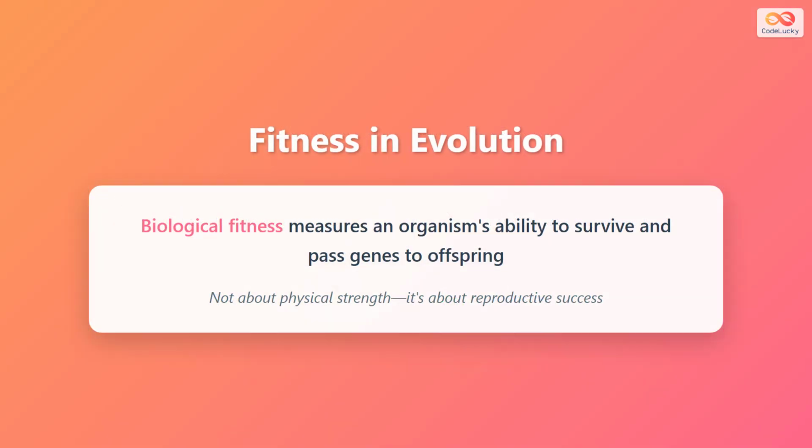In evolutionary biology, fitness has a very specific meaning that differs from everyday use. Biological fitness measures an organism's ability to survive and pass genes to offspring. It is not about physical strength or athletic ability. An organism can be physically weak but have high fitness if it successfully produces many offspring that survive to reproduce themselves. Conversely, the strongest individual has zero fitness if it fails to reproduce. Fitness is always relative to the environment and measured by reproductive success. The key concept is that traits increasing an organism's ability to produce viable offspring will become more common over generations.